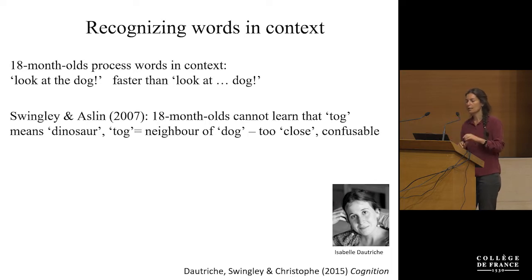Another result that was pretty counterintuitive at the time, and that is very interesting to us, is that Dan Swingley and Dick Aslin back then tried to teach 18-month-olds, again, novel words. And they found out that if you try to teach them a novel word that is very close to a word they already know, in that case, "tog," which is close to "dog," then they cannot learn it. And the novel object they were using was a kind of dinosaur. So if you try to teach 18-month-olds that "tog" means dinosaur, the kids just don't learn it.